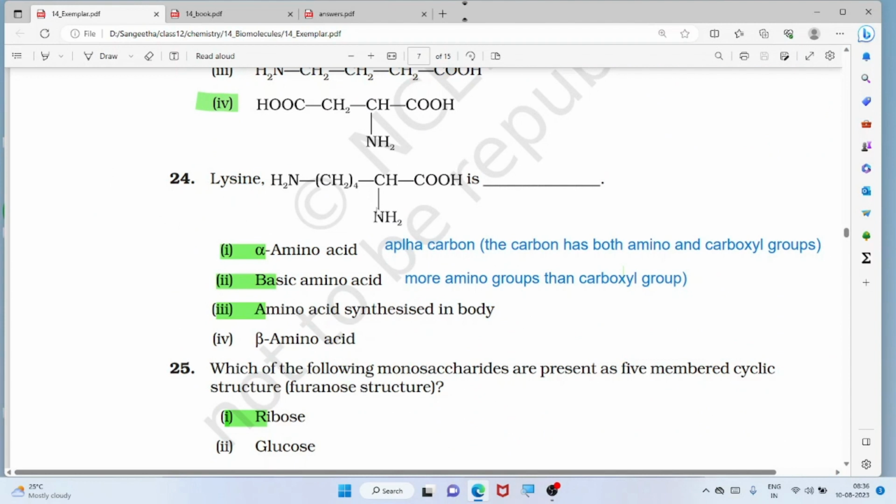Lysine is basic, with two amino groups, more than the carboxyl group. It is an amino acid. The same carbon atom has both the amino group as well as the carboxyl group. That is why it is an amino acid: amine and acid. It is the alpha position.